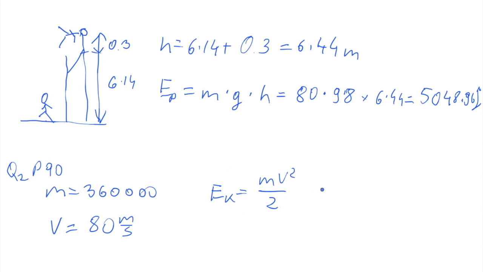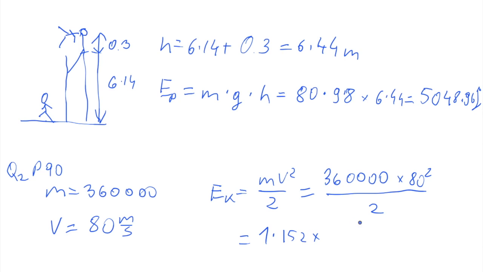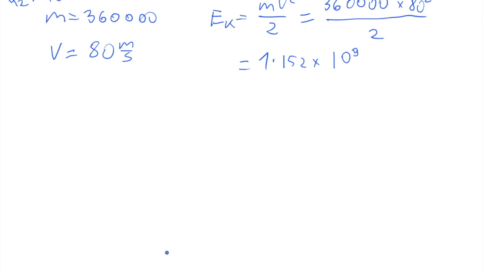Another very important formula to remember for those problems. And that's equal to 360,000 times 80 squared, all divided by 2. So the final value for this problem will be equal to 1.152 times 10 to the power of 9 joules. Third example that I wanted to cover here is question number 3.